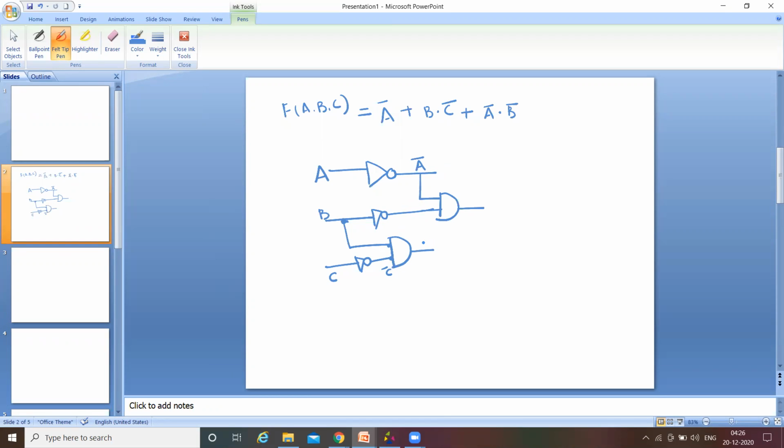Now see here, A bar plus B dot C bar, and this is A bar dot B bar, and this is A bar. So therefore A bar plus B C bar plus A bar B bar, all these three go to an OR gate. Plus indicates OR gate. This is the F function. We need to represent it like this.